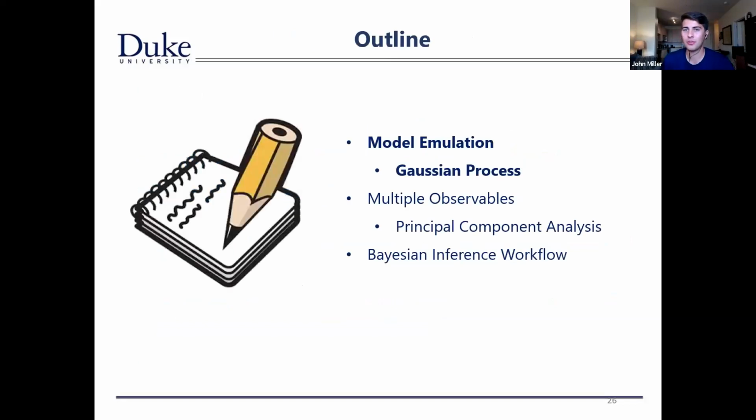We're going to go through the canonical model used for model emulation, which would be Gaussian process. And then we're going to talk about, in most settings, we don't just have one single observable, we have several. So how do we deal with models that have multiple observables? And then we're going to look at the whole Bayesian inference workflow.